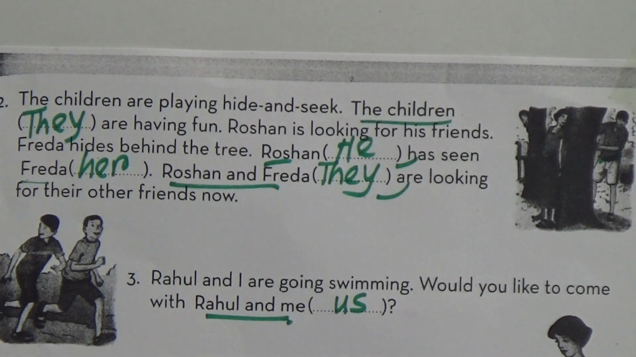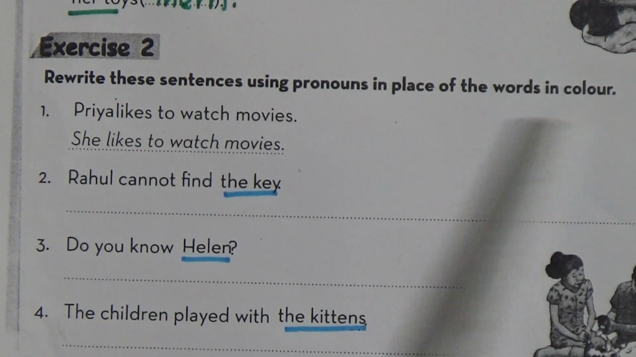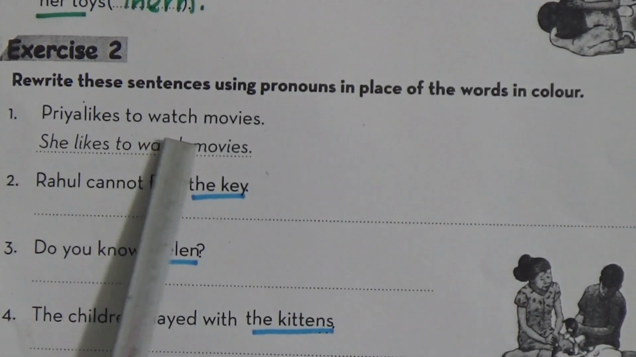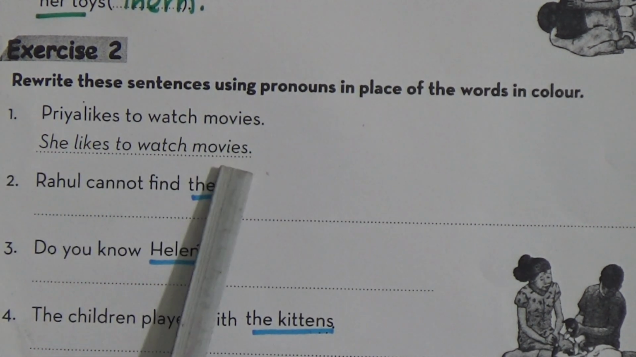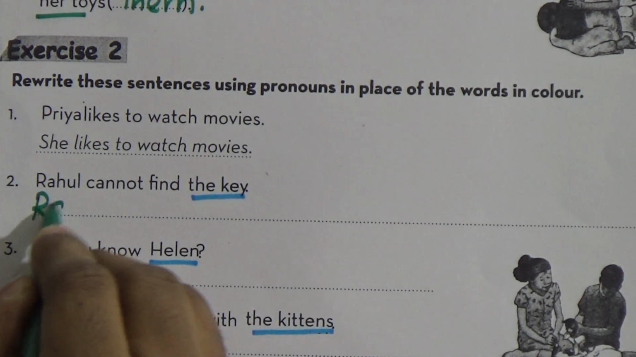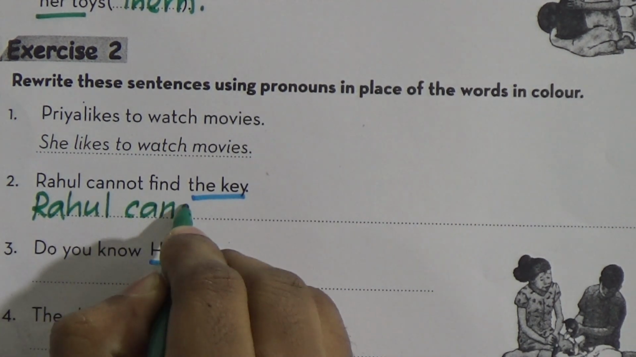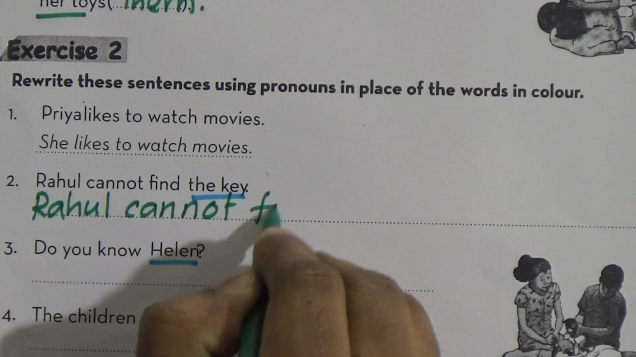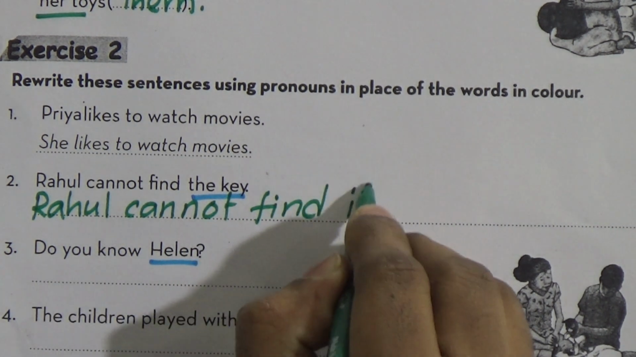Exercise 2. Rewrite the sentences using pronouns in place of the words in color. So, Priya likes to watch movies. Instead of Priya, we can use she likes to watch movies. Rahul cannot find the key. The key is colored. So, we have to rewrite the sentence. Instead of key, we can write, so, Rahul cannot find it. So, key, one key. That's why we have to use it.